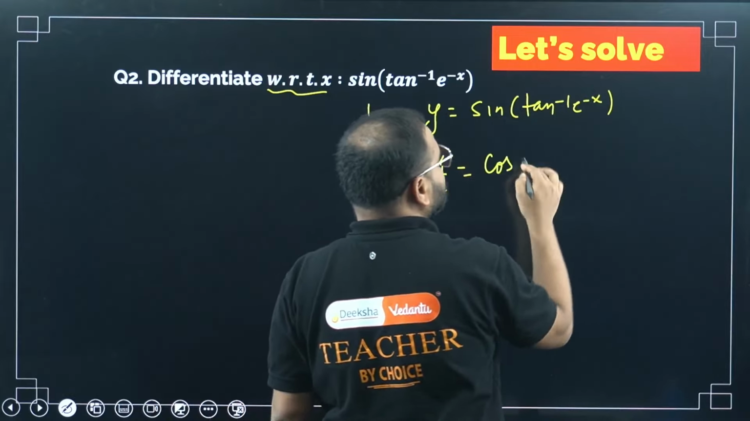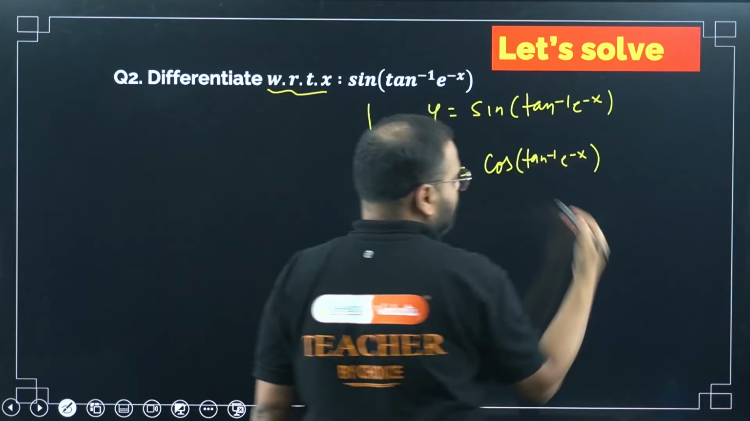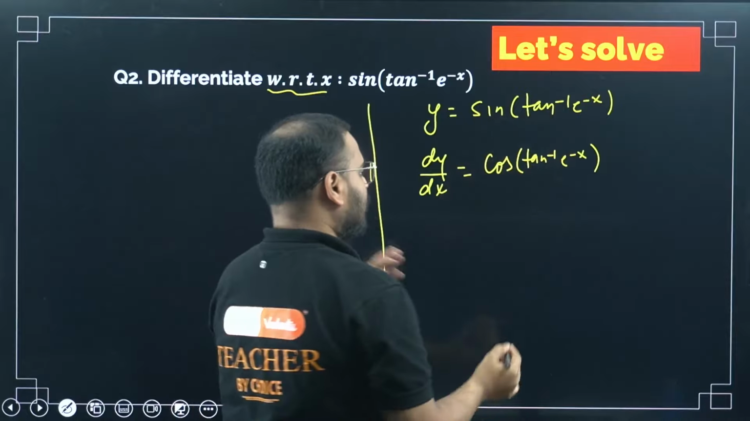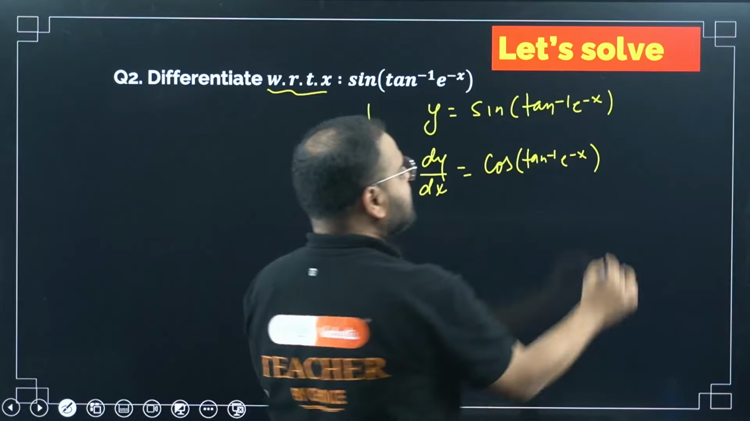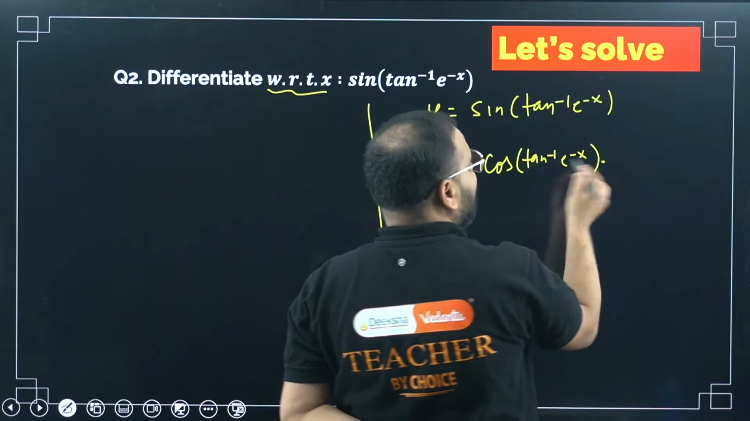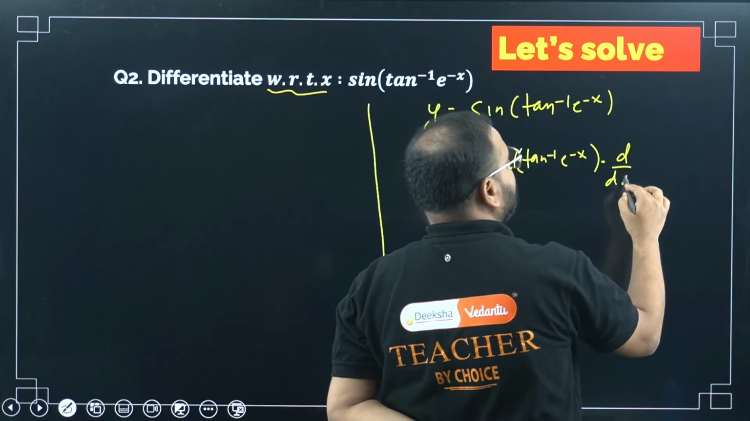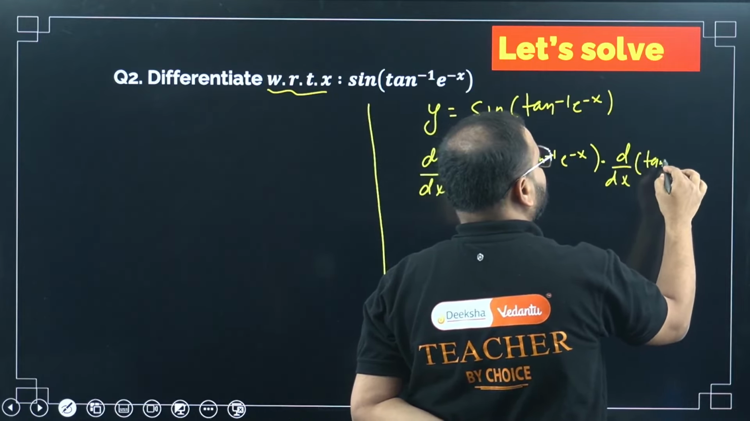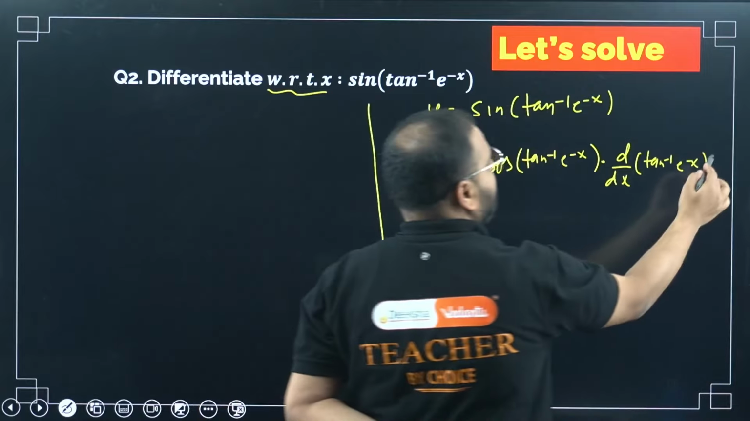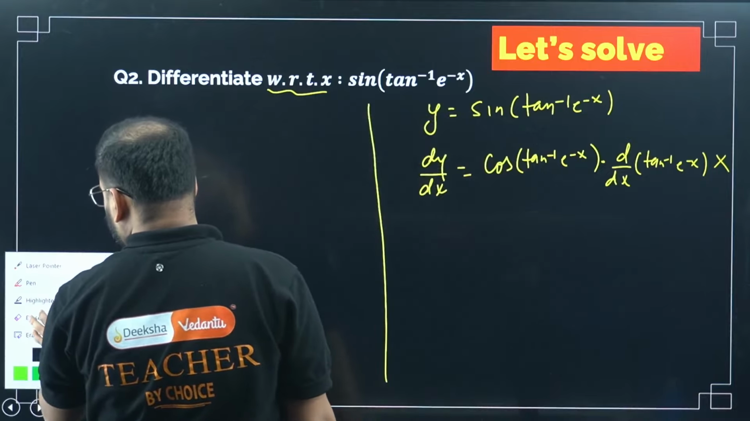Cos of... Don't ask why. Whatever sine is operating on, that will come as it is, no? The cosine function is differentiated. Next what will come? Tan function. What is it going to be? Tan inverse differentiation. If you want, I can write it here. Differentiation of tan inverse of e power minus x. Is it over, sir? No, bacha. What last will come? Looks like x, sir.